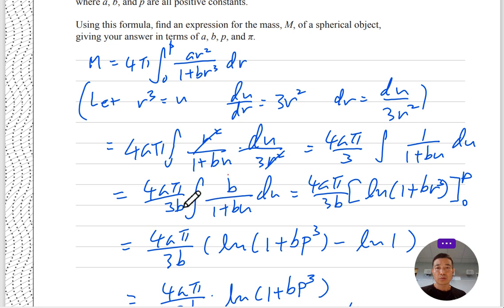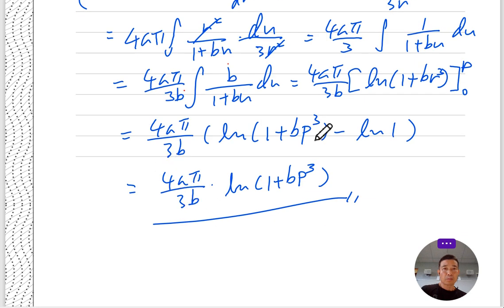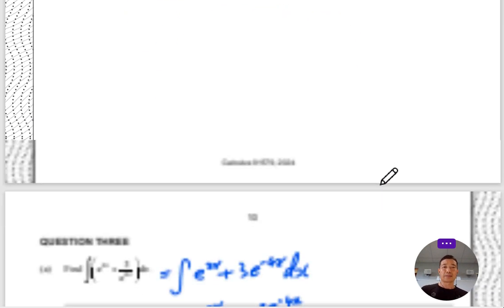Okay, so I'm talking about this, and then so 4a pi over 3b times ln of 1 plus b r cubed, because u is actually r cubed, right? And then you plug in p and 0. So when you plug p, you get that, and when you plug 0, you get ln 1, which is 0. So finally, you get 4a pi over 3b times ln of 1 plus b p cubed, which should be the answer.